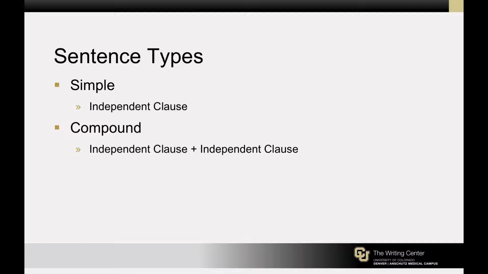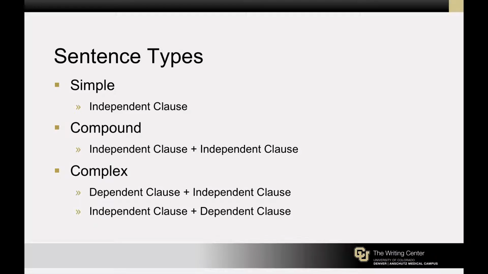Simple sentences are made up of one independent clause, and compound sentences are made up of multiple independent clauses connected together. Of course, now that we've learned about dependent clauses, we can create a third kind of sentence, a complex sentence. A complex sentence is composed of at least one independent clause and one dependent clause, which can come in any order, dependent then independent, or independent then dependent.